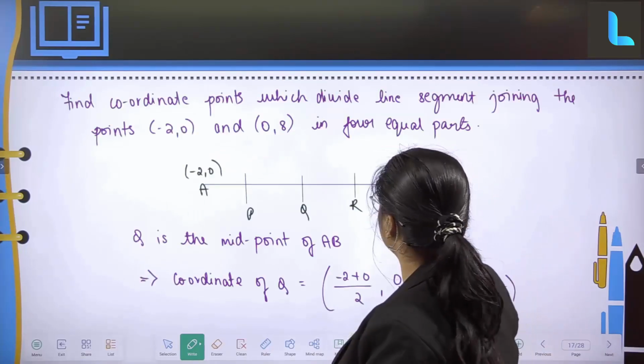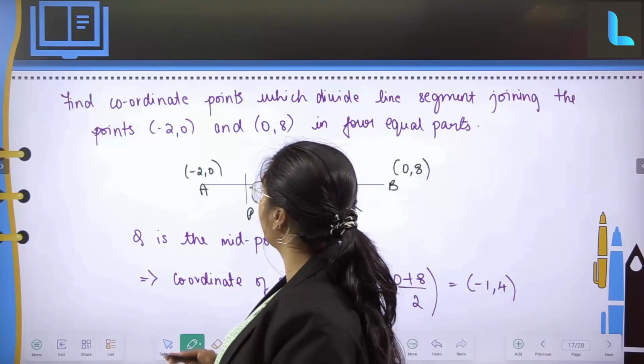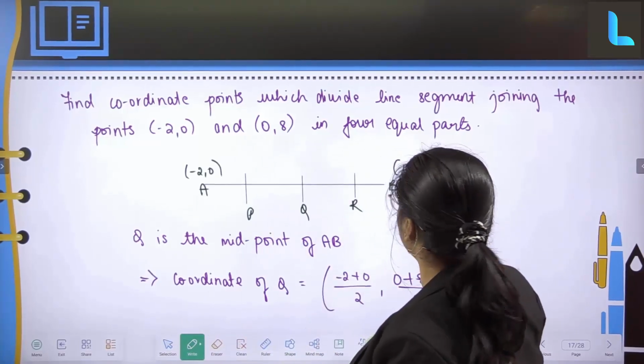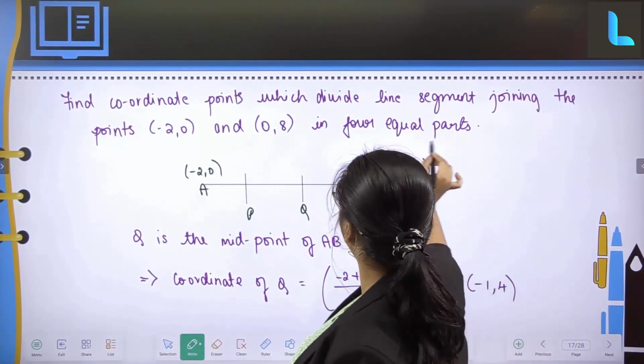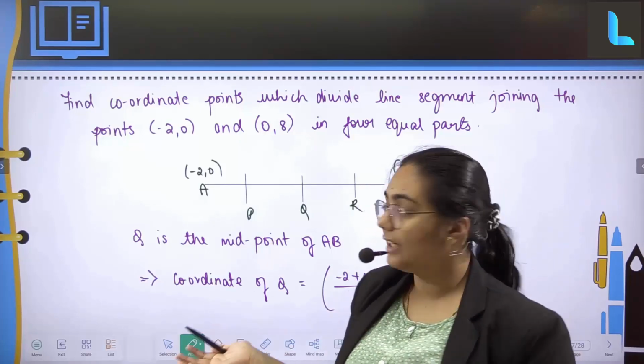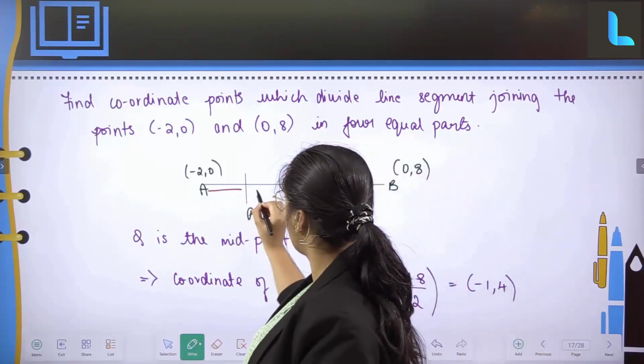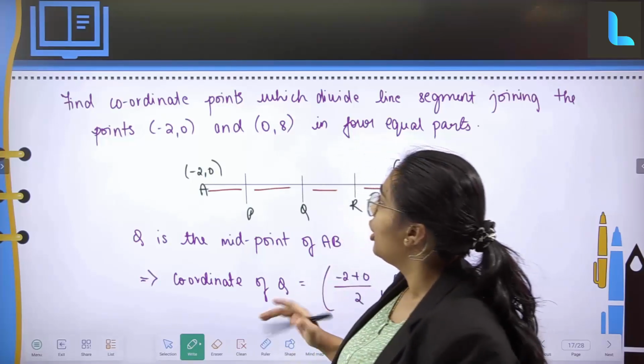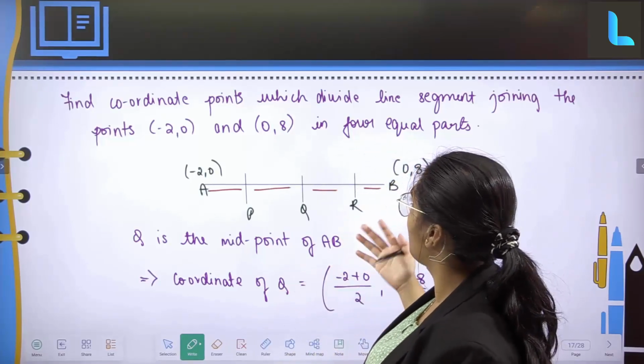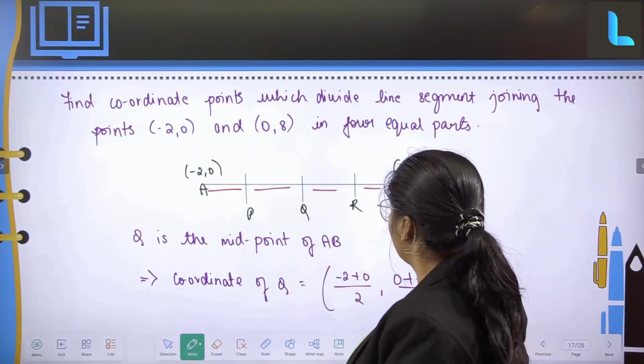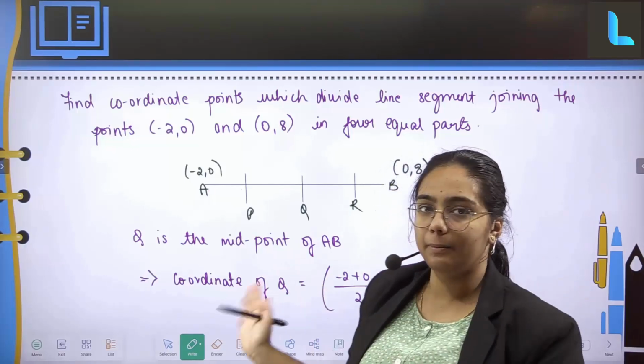Clear? Next question. Find coordinate points which divide the line segment joining the points in 4 equal parts. So 4 equal parts over here, if you can observe 1, 2, 3 and 4. So you have to find out the coordinate points which divide the line segment. So first and foremost, how will we be proceeding?